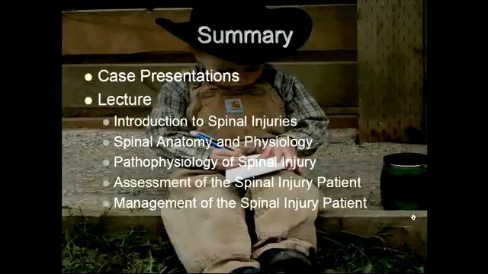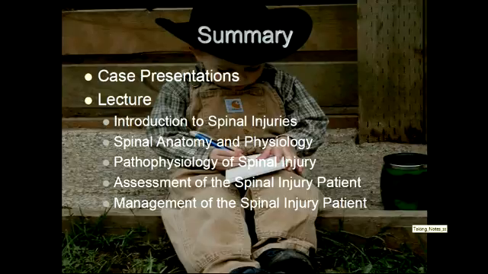So in summary from this presentation, we've gone over 4 cases that have had different types of spine injuries plus some cord injuries. The lectures included topics. We've introduced the spinal cord itself, talked about anatomy, physiology, pathophysiology of spinal injuries, and then gone through assessment and management of the spinal cord injured patient and the spinally injured patient itself. I want to thank you for your time, and I hope you have a good day.